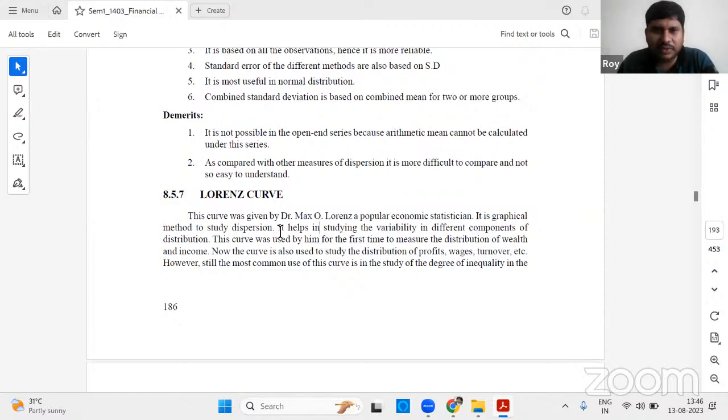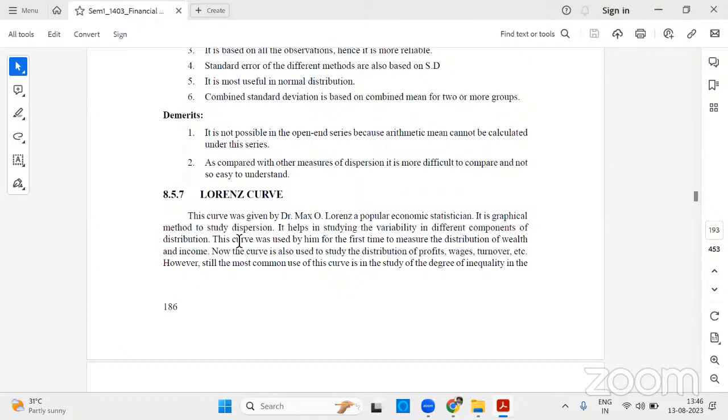Dispersion, and another similar word is variation, right? That is what we are using. But we will use the word variation, sir. Thank you. Yeah.